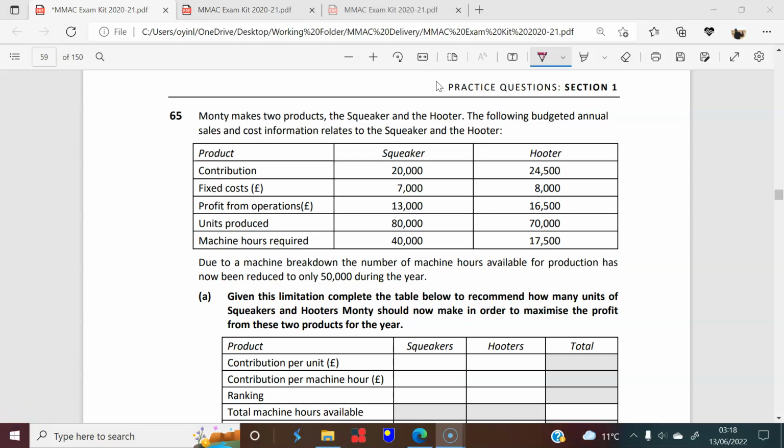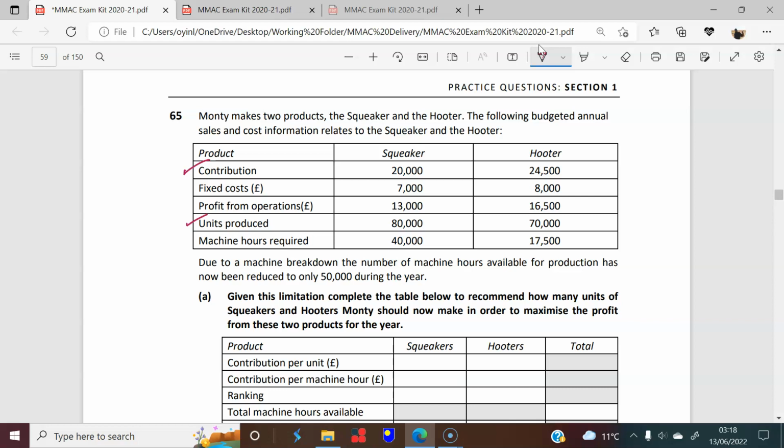Okay, right. So what do we have here? We're given these figures in terms of the contribution, the units and the machine hours required. So we can, first of all, find the contribution per unit. We have a contribution and the number of units produced, and therefore the contribution per unit is the contribution divided by the number of units, because we can do that.